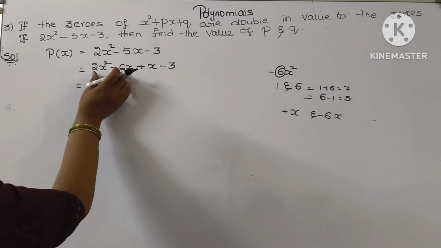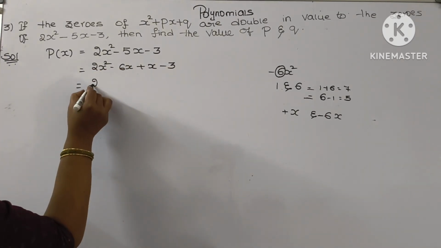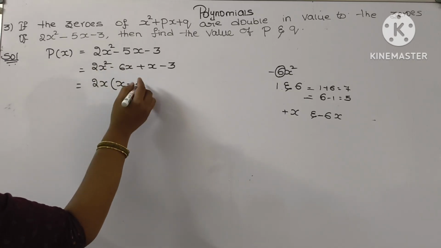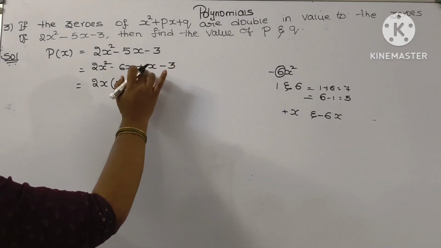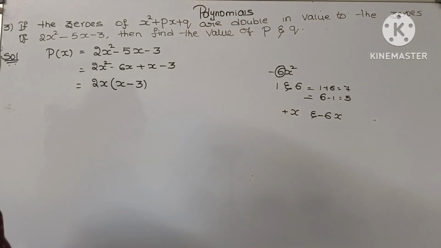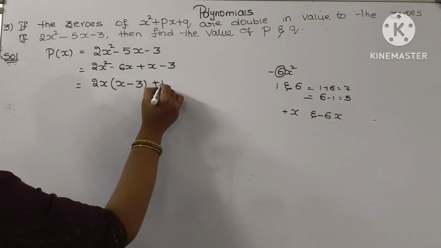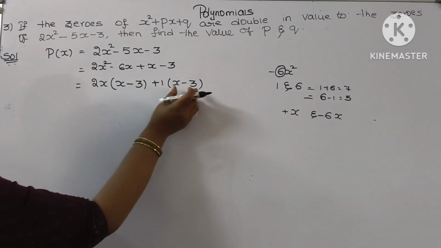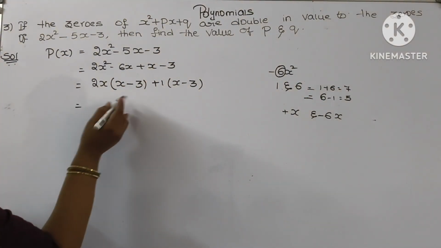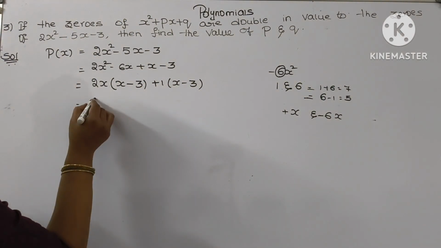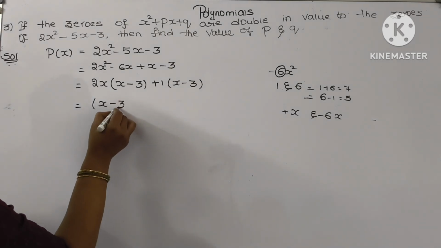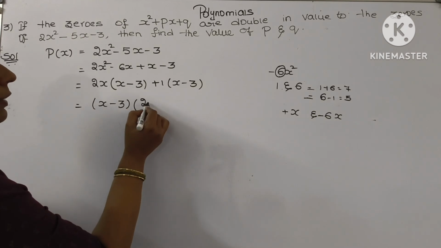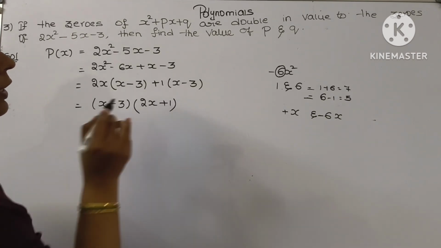Now take common from the first two and the last two terms. 2x is common from the first two, so I am left with x minus 3. And what is common from the last two? Nothing is common. When nothing is common, take one as the common factor. So it will be x minus 3. See, I am left with the same factor in both the terms. So take x minus 3 as common factor, then 2x plus 1 is the other factor.